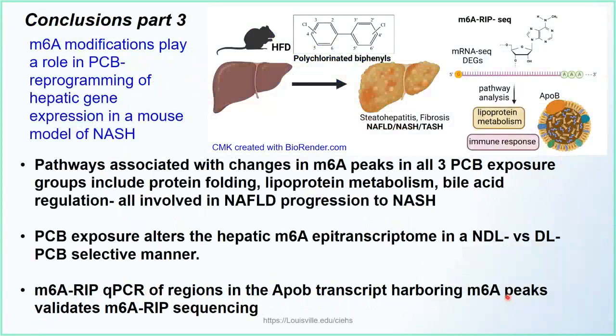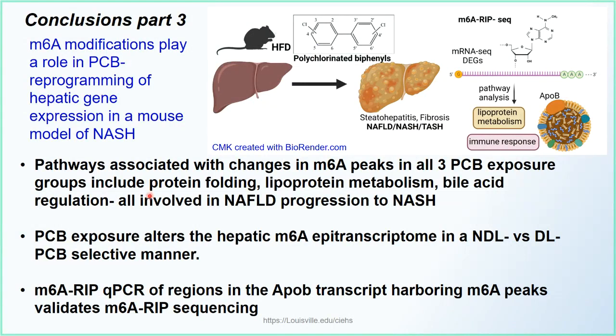So, conclusions from part 3. We showed that M6A modification plays a role in PCB reprogramming of hepatic gene expression in a mouse model of high-fat diet and PCB exposure-induced NASH, or progression to NAFLD, and this is associated with changes in APOB.